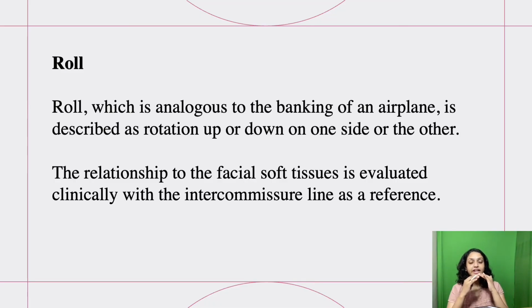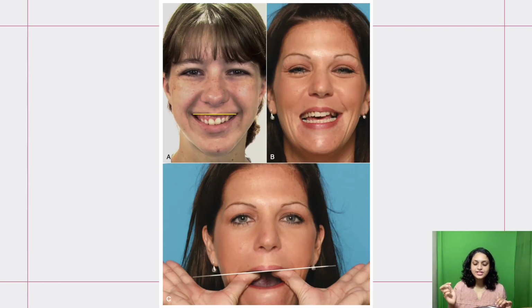But the dentition and the skeleton can be normal, but the roll can be just with the soft tissues. When the patient smiles, the smile can be crooked. I'll just show you an example. You can see here, this patient's smile is crooked. The occlusal appearance of the smile is sloping downwards. So this is a roll.